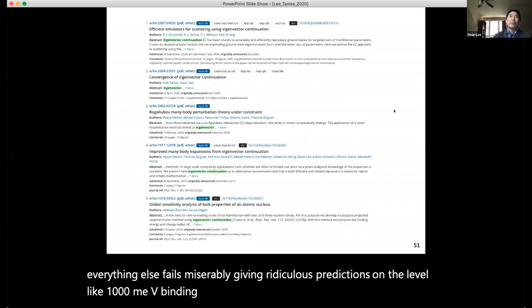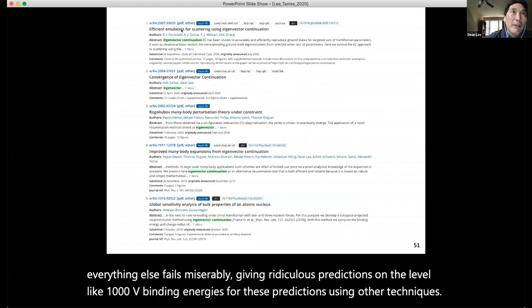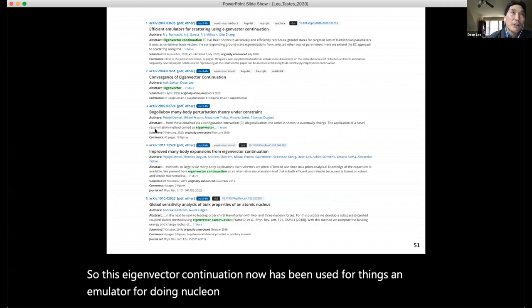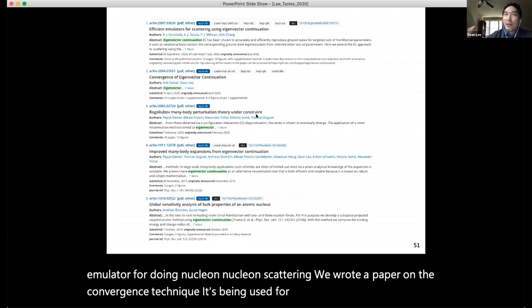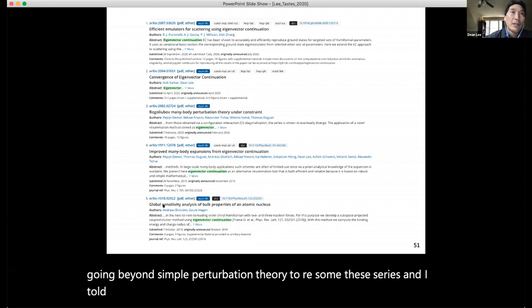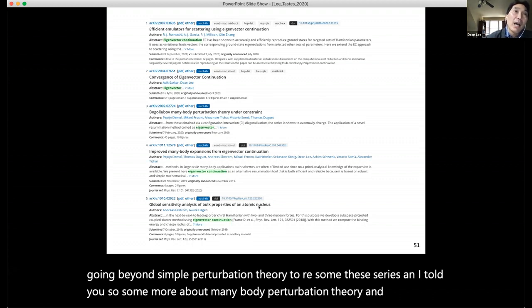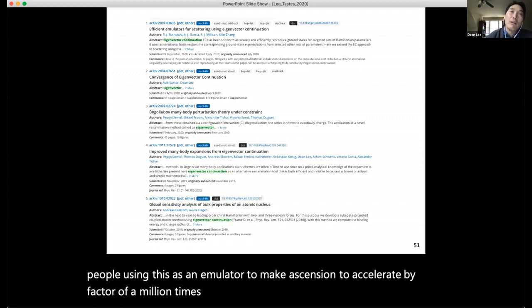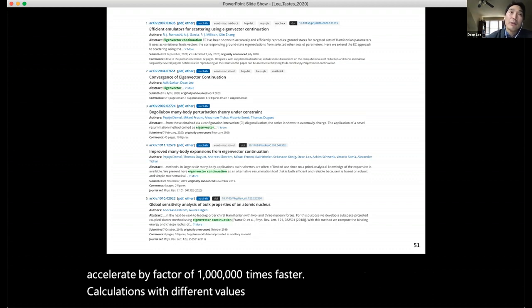So this eigenvector continuation now has been used for things like an emulator for doing nucleon-nucleon scattering. We wrote a paper on the convergence technique. It's been used for many-body perturbation theory, going beyond simple perturbation theory to resum these series. And I told you some more about many-body perturbation theory. And there's also people using this as an emulator to essentially accelerate by a factor of 1,000,000 times faster calculations with different values of the parameters of the nucleon-nucleon force.